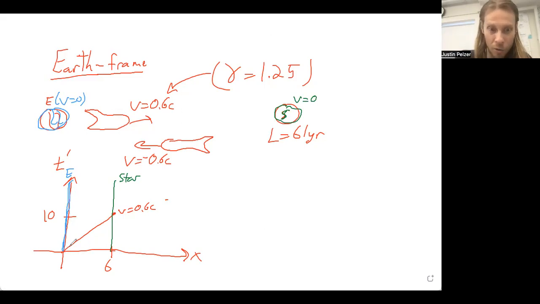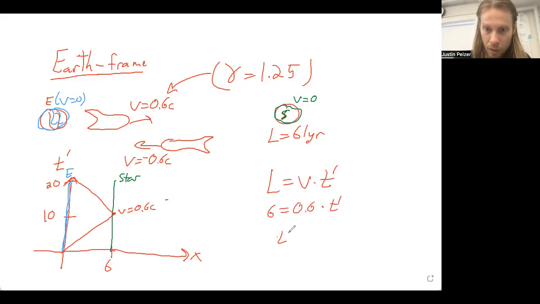And the rocket goes through space-time and goes from Earth to the star. And then it turns around and comes back to Earth. And on Earth, that was 20 years. How do we get 20 years? Well, L equals v times t prime. So 6 equals 0.6 times t prime. So t prime is 10 there and 10 back.